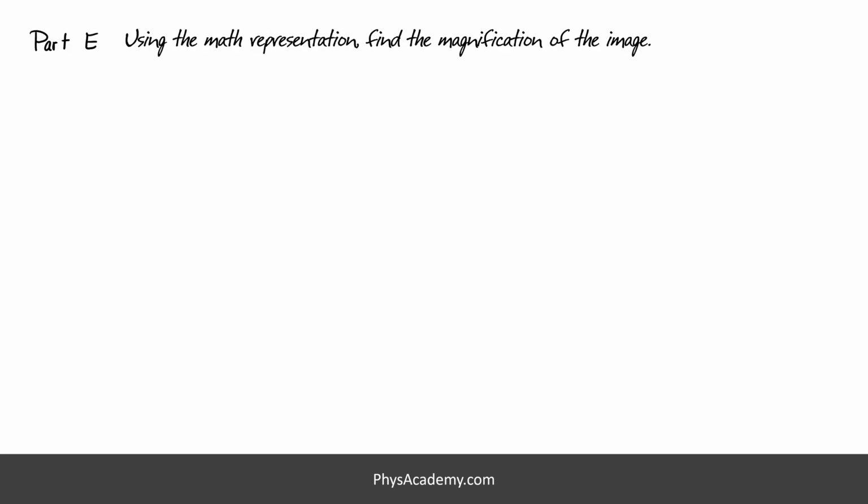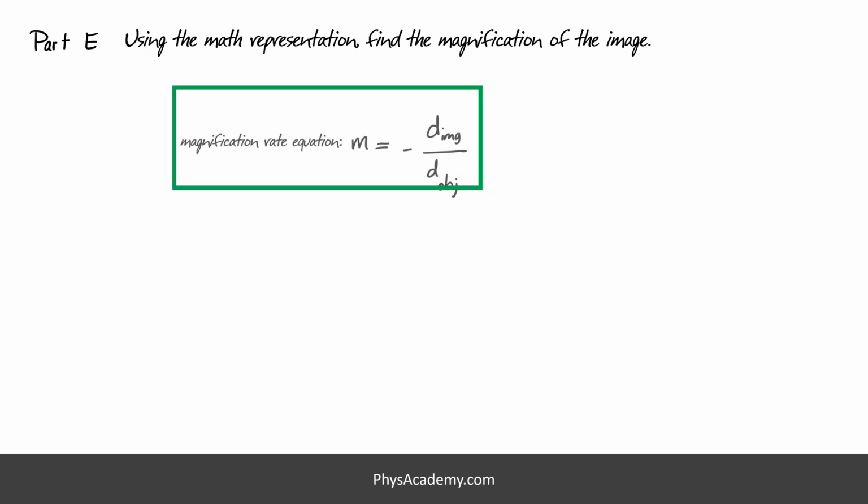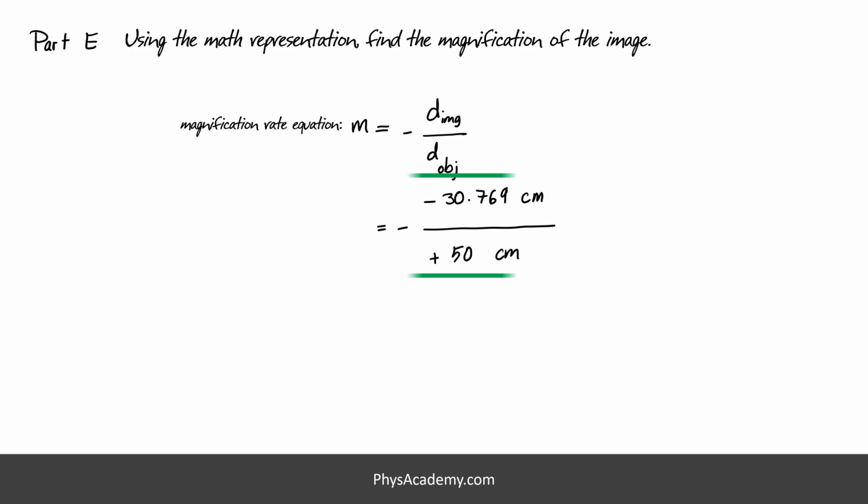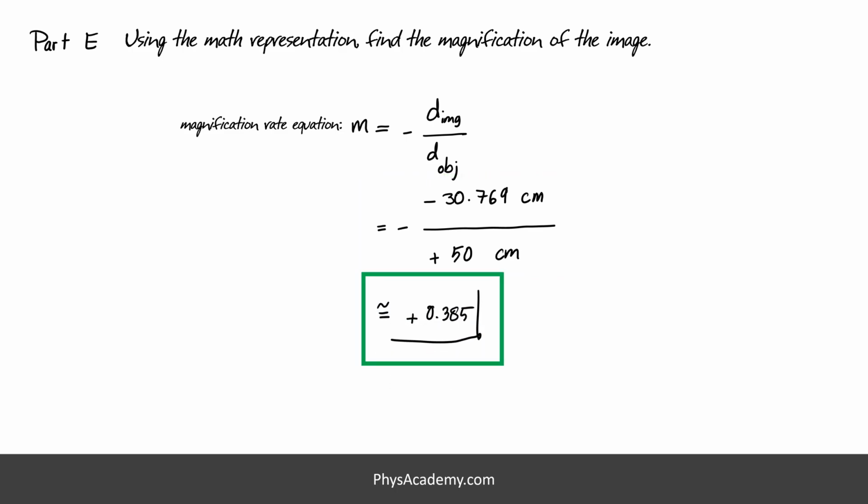In Part E, we are asked to calculate the magnification rate. We start with writing down the magnification rate equation. Then we plug in the values. d_image, or the distance from the lens to the image, is negative 30.769 centimeters, and d_object is positive 50 centimeters. After this, we get a plus 0.385.